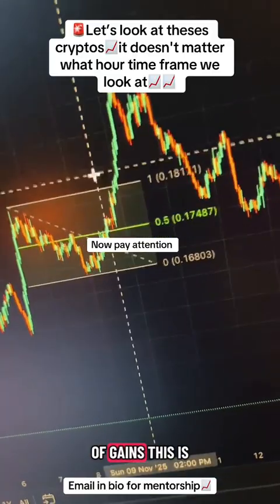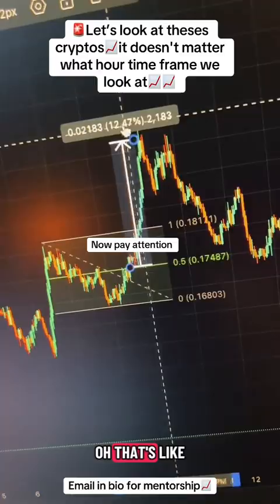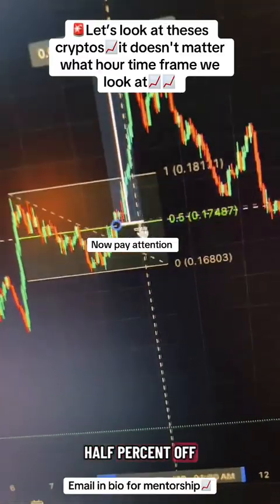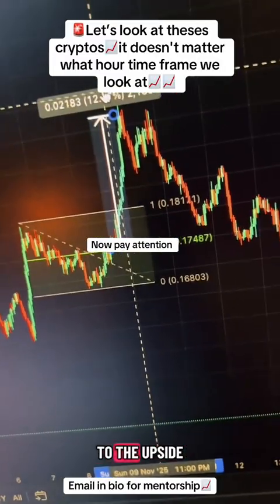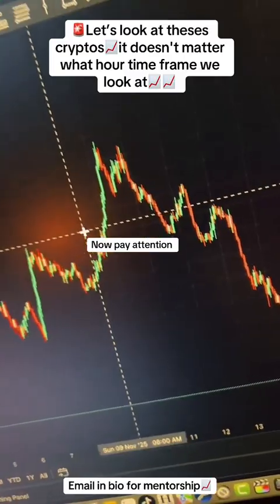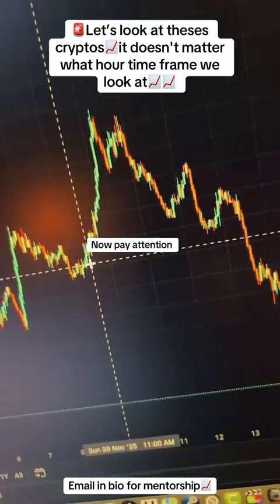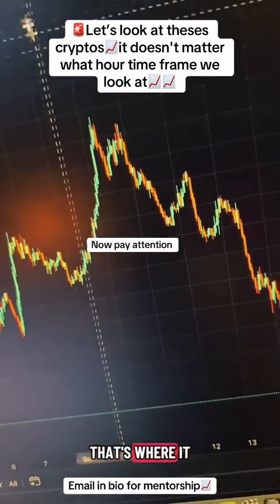Let me show you what kind of gains this is, in case some of y'all don't make money in crypto. What kind of gains are these right here? That's like 12.5% off the 50% level to the upside. But what about all of that stuff right there? If this was the high and this was the low, and that gave us 12% that way, this is the low and that's the high. That's where it topped out, right?